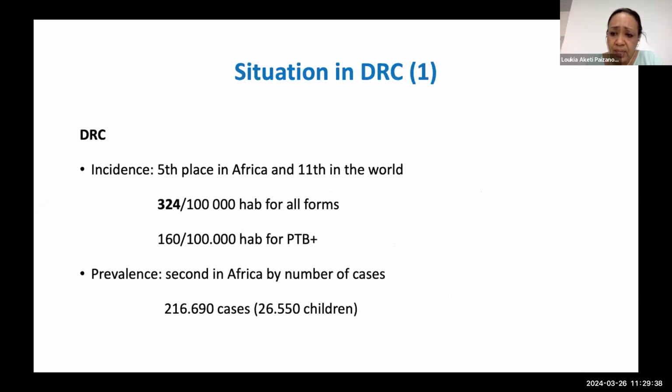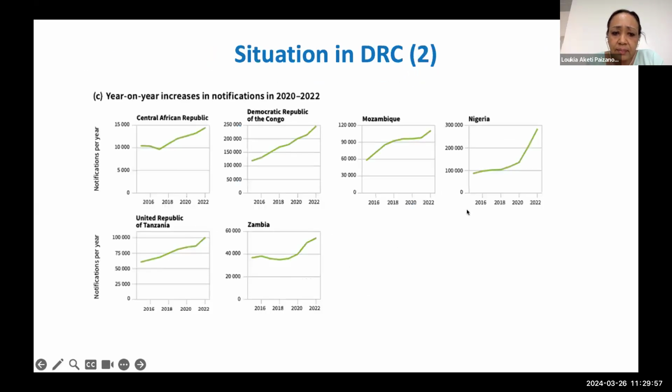So the DRC still remains at 300 cases per 100,000 inhabitants for all forms. And for 10, 15 years, the prevalence also is very high. Slide, please. As we can see here, for the six countries in Africa, the Congo here, we have more than 250. Nigeria has the biggest number of notifications.